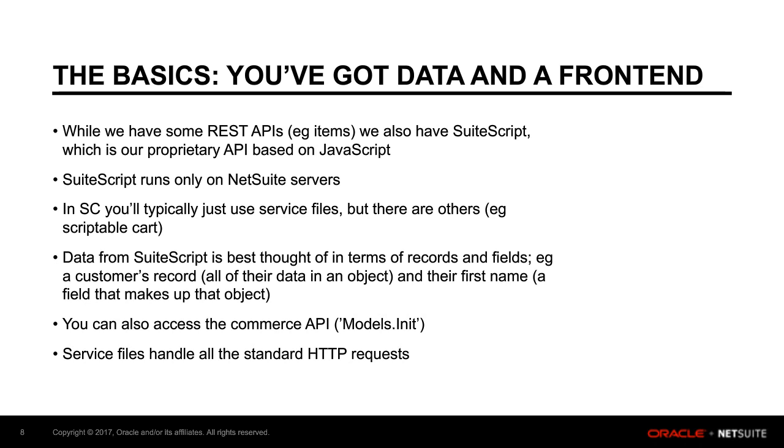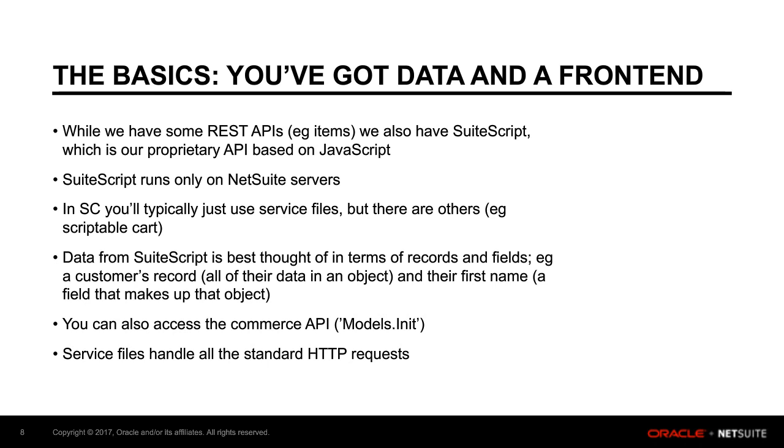We also have another API called the Commerce API. Typically in your code, you'll see it called models.init, and this can get current information about the user or the site, generally what's specific about the current session.